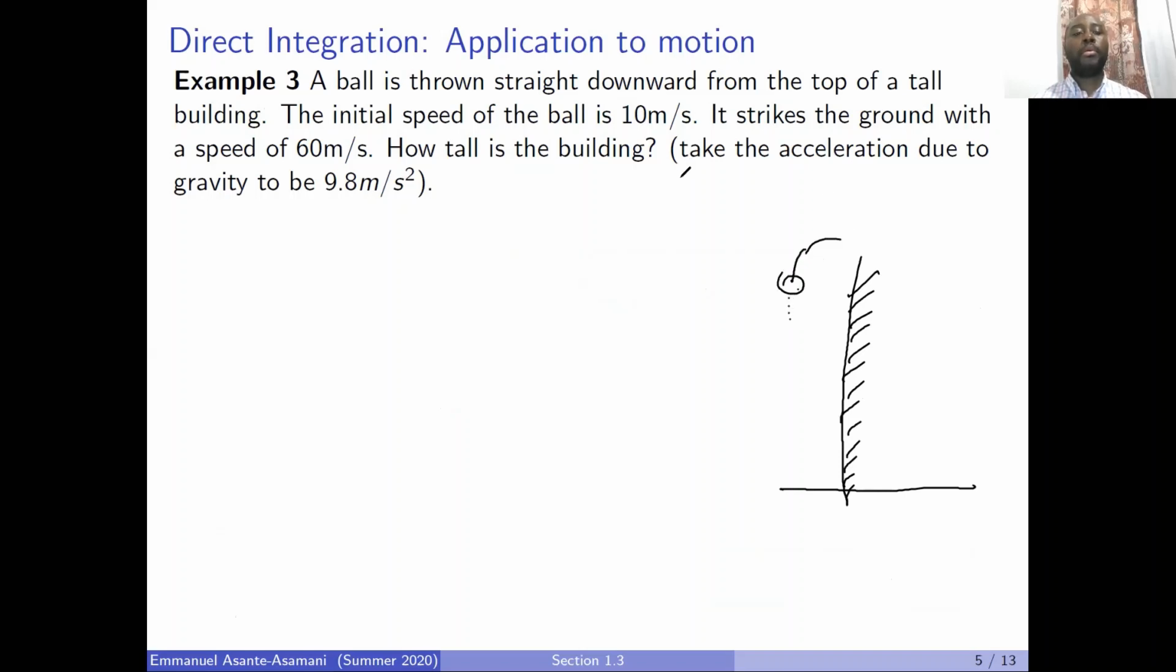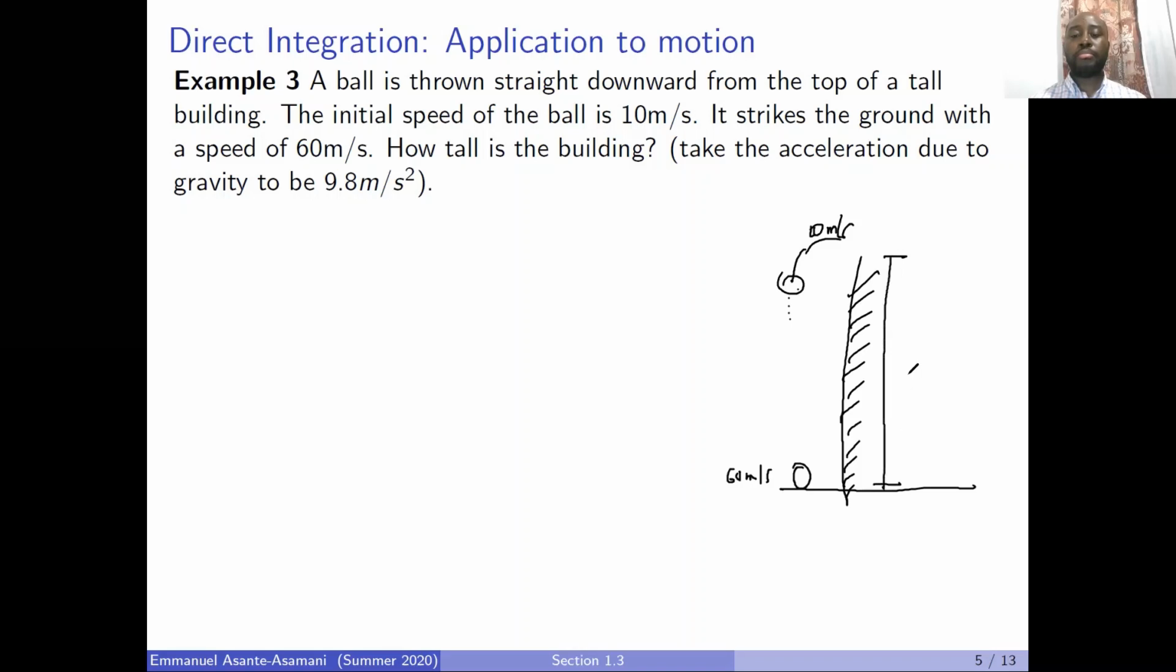Okay. The initial speed of the ball is 10 meters per second. Right, so this ball begins to fall at 10 meters per second. It strikes the ground with a speed of 60 meters per second. Okay, so once it gets here, it is moving at 60 meters per second. Now the question is, how tall is this building?